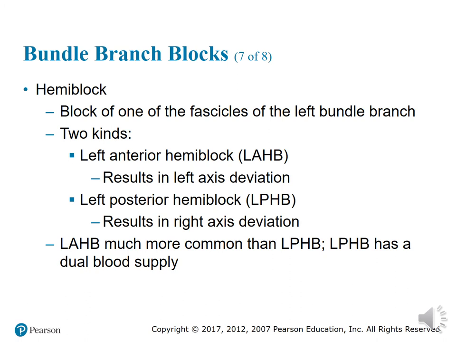All right, hemiblocks. This is where we're at. Let me get caught up. A hemiblock is a block of one of the fascicles of the left bundle branch. There are two kinds: left anterior hemiblock and left posterior hemiblock. Left anterior results in left axis deviation, left posterior results in right axis deviation. Left anterior is much more common than left posterior. Left posterior has a dual blood supply.